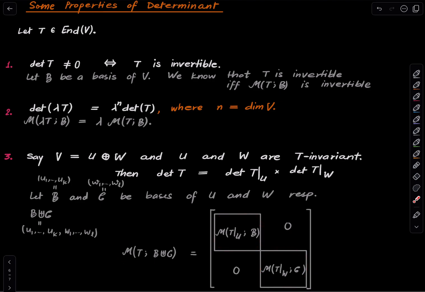But if you now use the definition of the determinants of endomorphisms, you will see that what we just said is exactly this equation. The determinant of this matrix is the determinant of T. The determinant of this block is the determinant of T restricted to U. And the determinant of this block is the determinant of T restricted to W. So that's it.